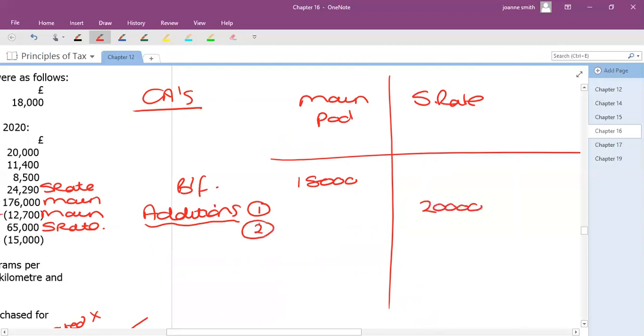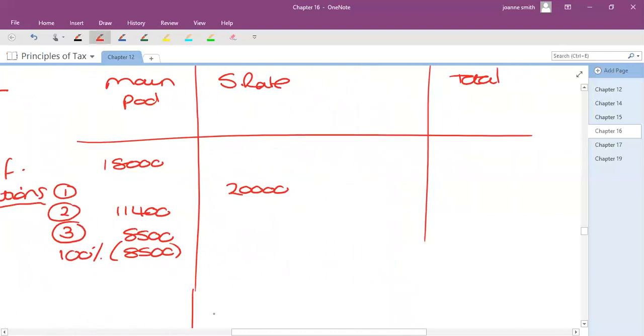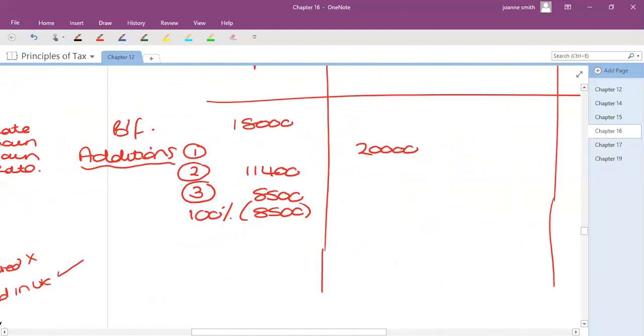Car number 2, we're going to put that in the main pool. And car number 3 is basically going to be in and out, isn't it? You're spending 8.5, it's going to go in the main pool, but then it's going to come straight out again because it gets that 100% allowance. And let's not forget to put that allowance into the total column. So yes, you buy a car, but you're going to write it all off in terms of allowances straight away.